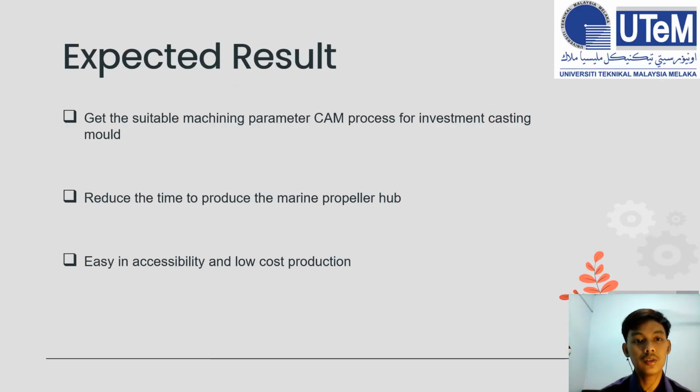So after going through the process, now we move to the expected result. First, the first expected result is to get the suitable machining parameter in the CAM process for the investment casting mold. Second, for this mold, we can reduce the time to produce the marine propeller hub. Last, easy accessibility and low cost production.